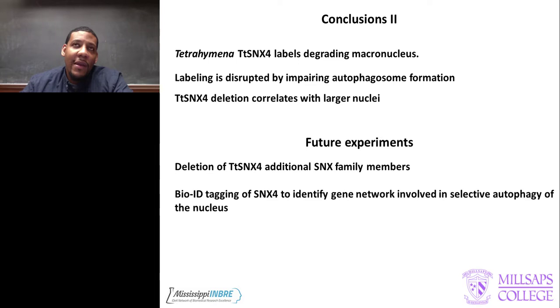The other thing we'd really love to do is characterize the receptors that are leading to the targeting of the autophagosome. And so one of the things we'd like to do is use BioID tagging of SNX4 to identify proteins that are in the periphery of the degrading macronucleus. And one future direction that isn't up here is we'd love to make mutations to SNX4 that would impair SNX4's ability to bind to and/or bend membrane, to see if that activity is required for its effects on the degradation of the macronucleus.